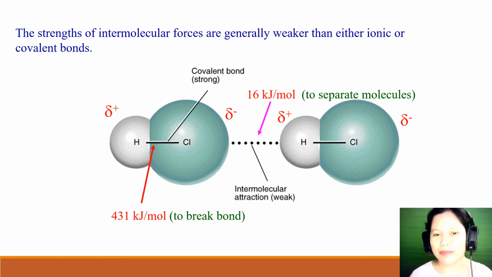Because in order to separate the two intermolecular forces, you only need 16 kilojoules. While when you separate the covalent bond of hydrochloric acid, you need 431 kilojoules per mole in order to break the bond.